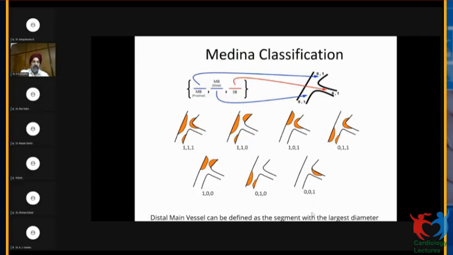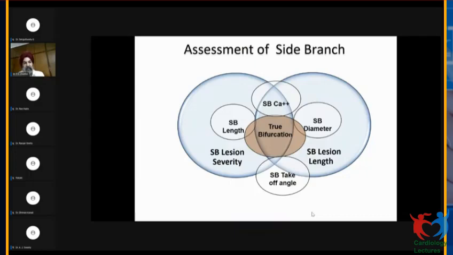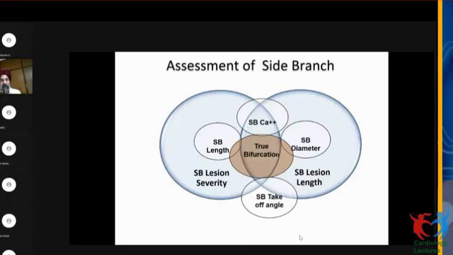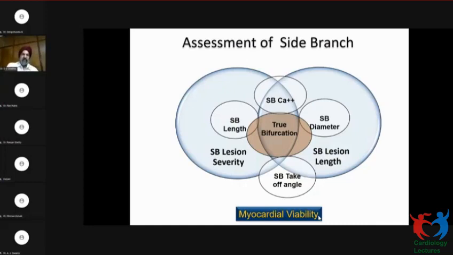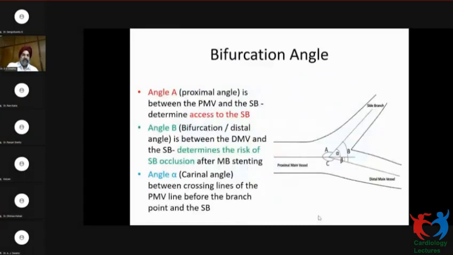When you look at the side branch, you need to look at whether it's a true bifurcation or not. Then you look at the side branch length, the calcium load, the side branch diameter, the takeoff of the branch, and the severity of the lesion. And most importantly, not the least, is the myocardial viability. Each branch has to be supplying a viable chunk of myocardium; only then is it worth chasing.